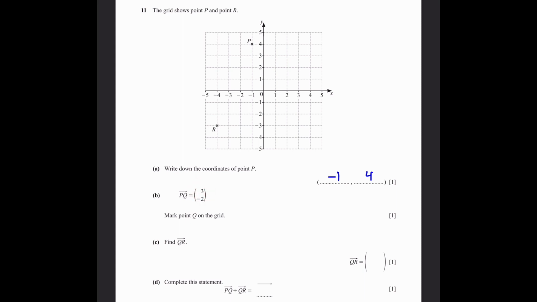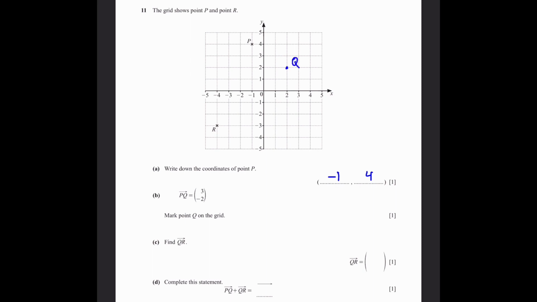Mark point Q on the grid. Vector means the distance traveled by something to get from point P to point Q, which is somewhere. So 3, -2 means you move 3 steps right and 2 steps down because negative, because this always stands for x and this always stands for y. That means 1, 2, 3 steps right, 1, 2 down. It's at this point, which is 2, comma 2. You can mark it over here as point Q.